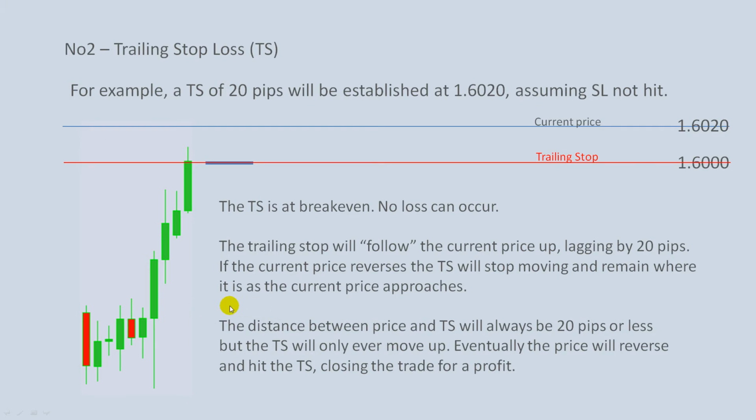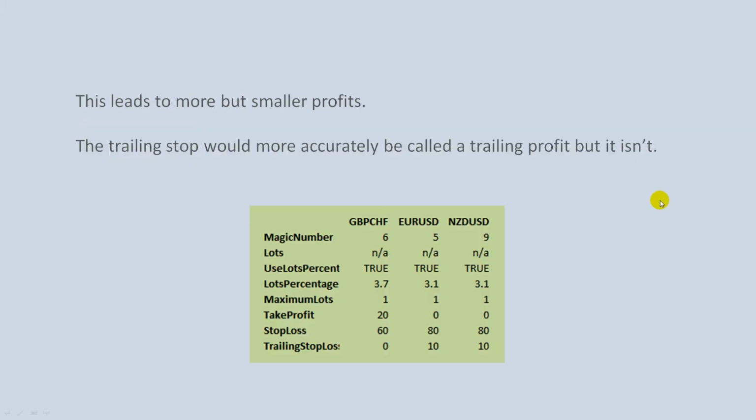It's no longer relevant. The price can never go back into the loss-making position, because to do that it would have to pass through the trailing stop, and that's not going to happen. This strategy leads to more profits but smaller profits. It's slightly misleading to call this trailing stop a trailing stop, because a trailing stop is usually associated with some kind of loss. I think it would be better if it was called a trailing profit, but that's not the industry nomenclature, so we have to stick with trailing stop.